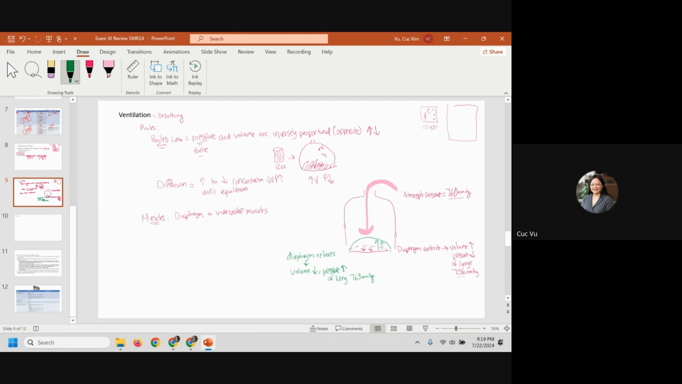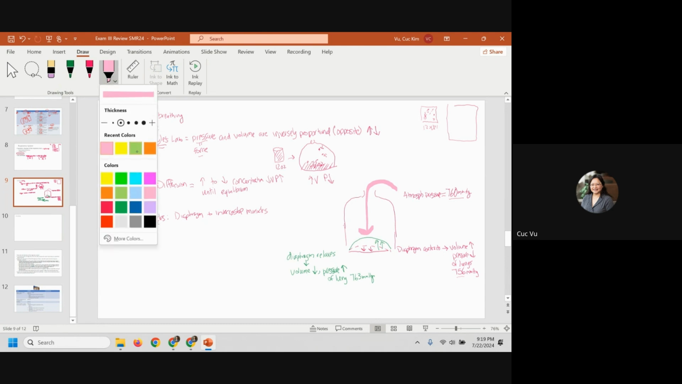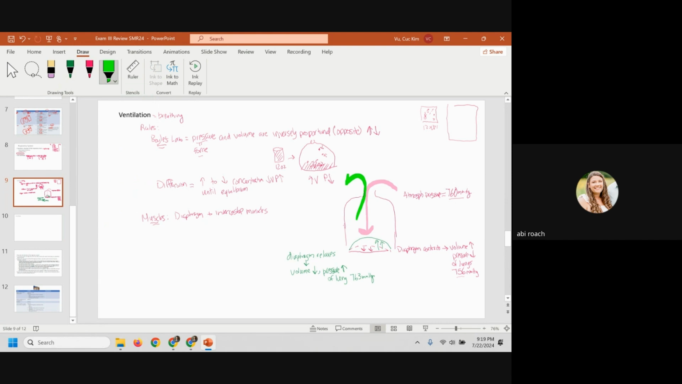So now, compared to the atmospheric pressure and the lung pressure, what's going to happen in diffusion? It's going to move high to low. So since the lungs are higher, it's going to move out. And that's expiration. So that's ventilation.